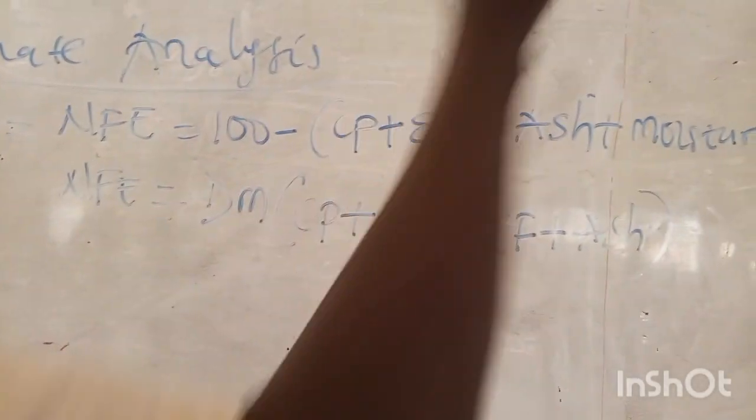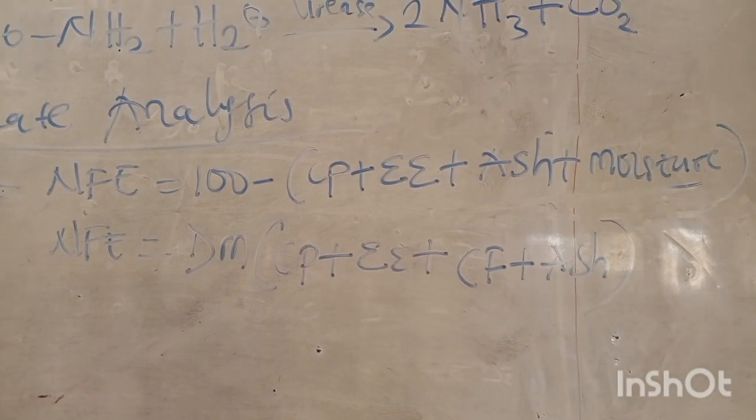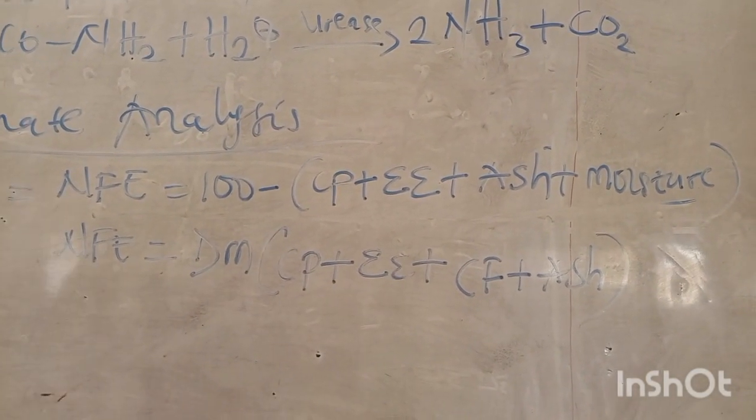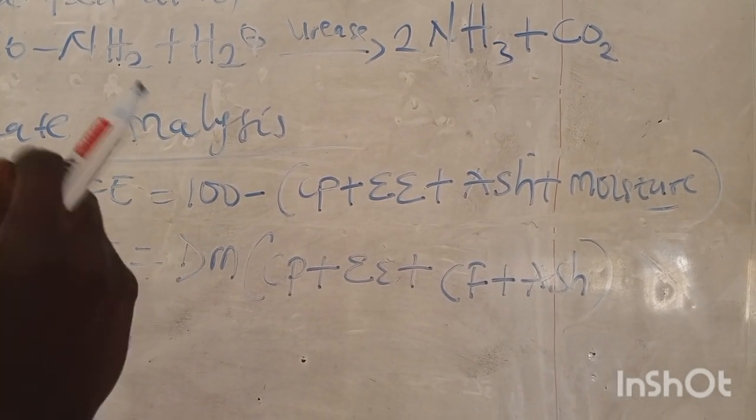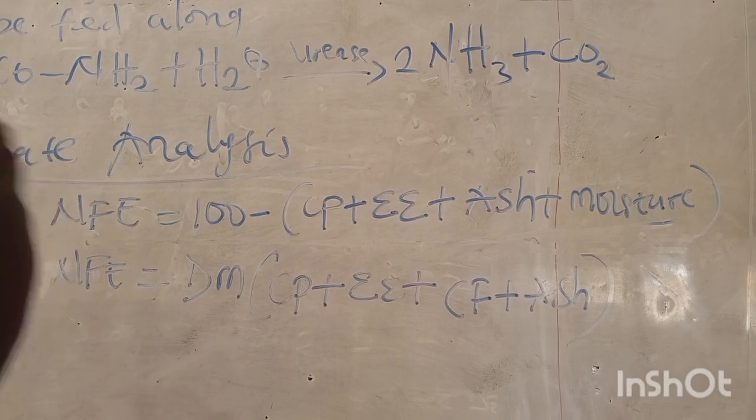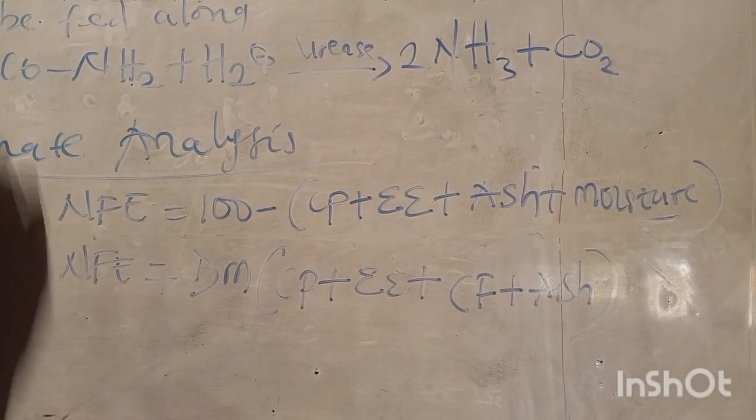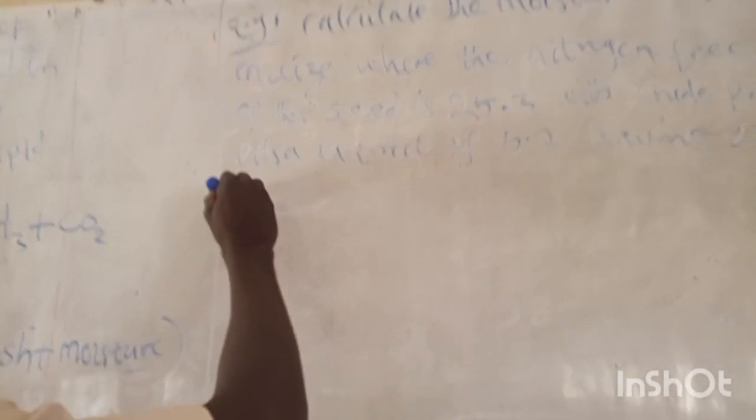Now looking at the formulas that we have here, they say we should calculate the moisture content, so we are going to be using the first formula, not the second formula. Remember what I said. When you are asked to calculate the dry matter content, you use the second formula. But when there is a moisture content asked for in your calculation or your question, you use the first formula.